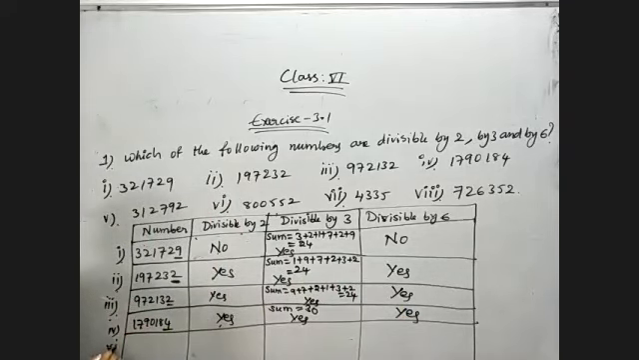Now coming to the fifth question, 312,792. Again the same digits. Because 2 is there, it is divisible by 2, and the sum is 3 plus 1, 4. 4 plus 2, 6. 6 plus 7, 13. 13 plus 9, 21.